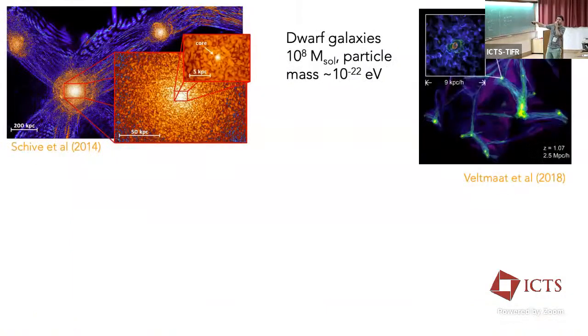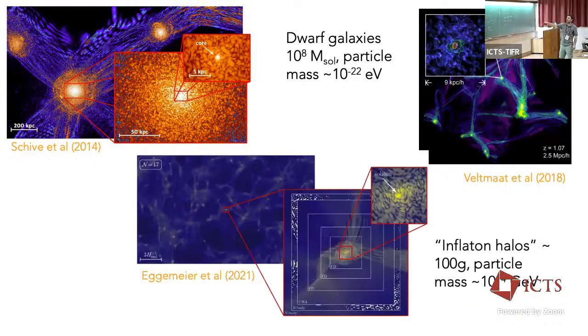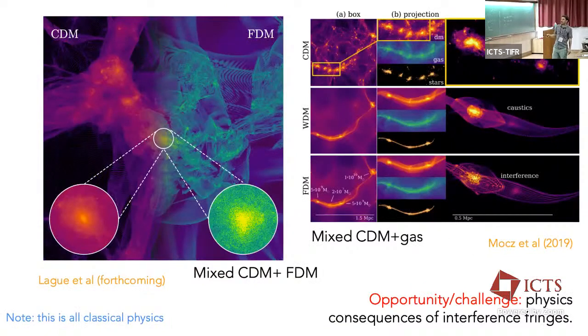A bunch of other people know how to solve this equation numerically. And here are some snapshots. Here's a really nice one that has a mix of cold dark matter and fuzzy dark matter. People have also done mixed fuzzy dark matter and gas, so you can see along the filaments the distribution of gas, as well as the distribution of dark matter. So people can solve this numerically, but what can we learn about it analytically?